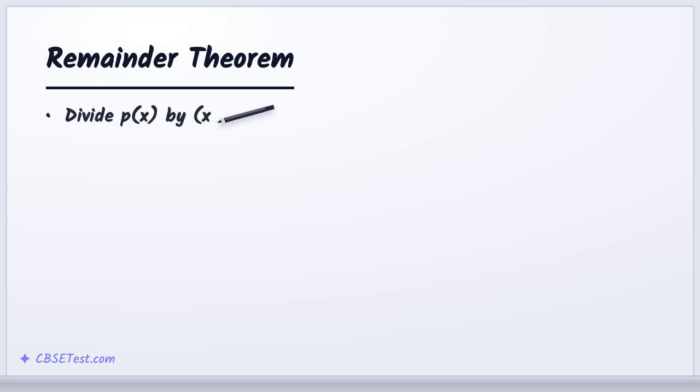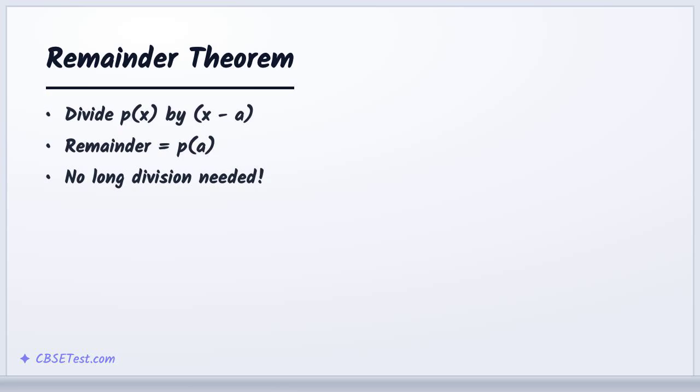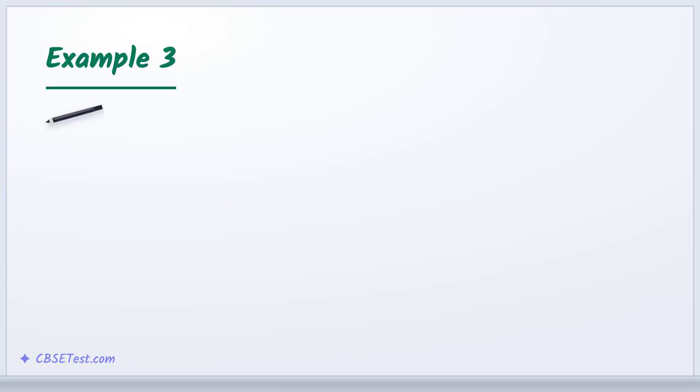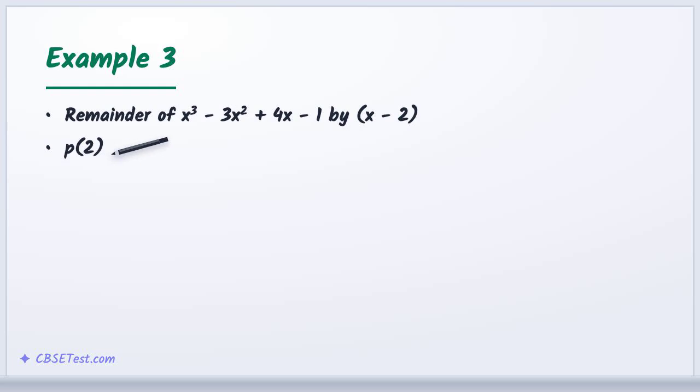The remainder theorem is a lovely shortcut. When you divide a polynomial by x minus a, the remainder is just p of a. So you can find the remainder by substitution, with no long division. Dividing by x minus 2 means we evaluate p at 2. 8 minus 12 plus 8 minus 1 gives 3, so the remainder is 3, found in a single step.